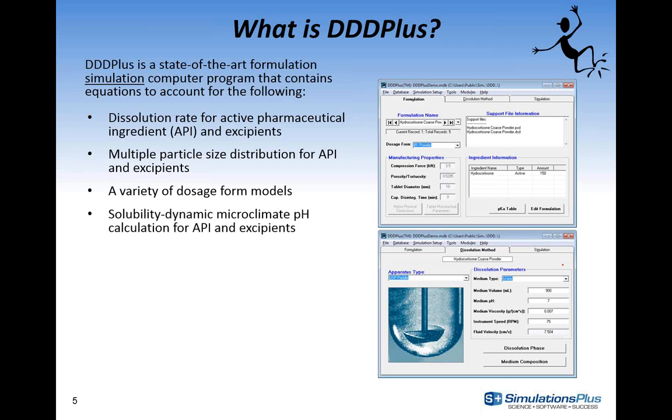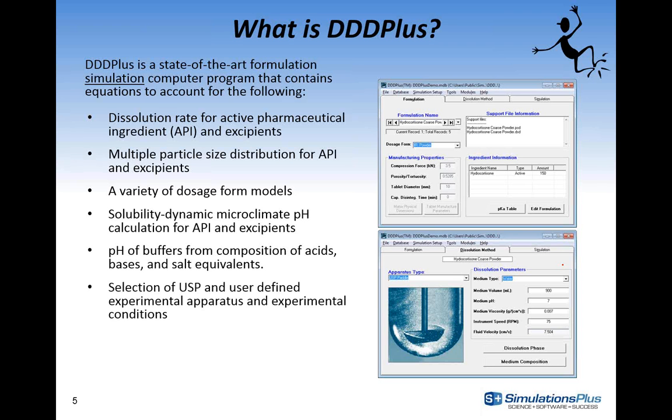Within DDDPlus, we have the ability to simulate all the nonlinear pH equations and calculations for both the API and excipients. We can do a dynamic microclimate pH calculation at the surface of these particles and also a calculation of the pH in the bulk fluid itself. This takes into account all the buffers in the system, the compositions of acids, bases, and salt equivalents.